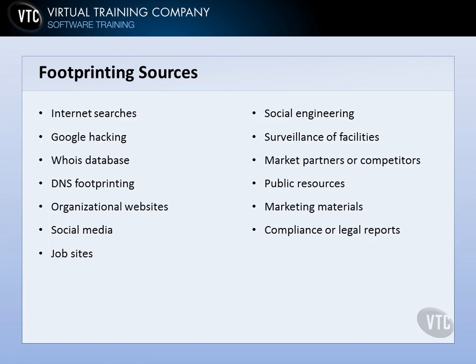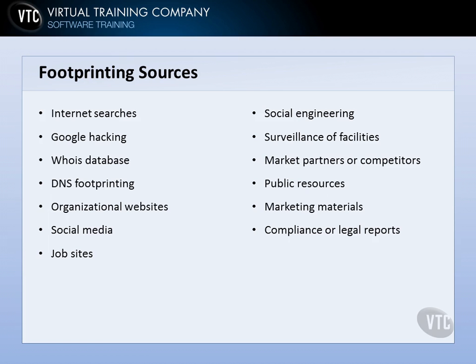But some sources that come to mind immediately include internet searches, searching websites and so forth that may have information about the target. Google hacking is a big one, and we'll talk about that specifically. The Whois database, which gives us information about the network and domain of a target. DNS footprinting does that as well. We also may look at organizational websites, the company website, and its different pages that may give us information. Again, this is all publicly available information.